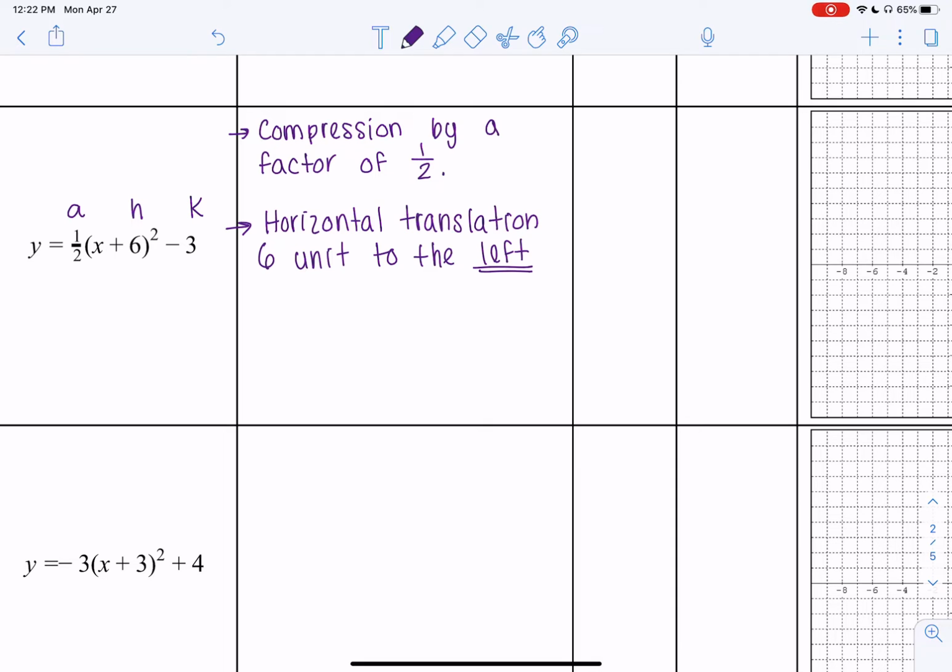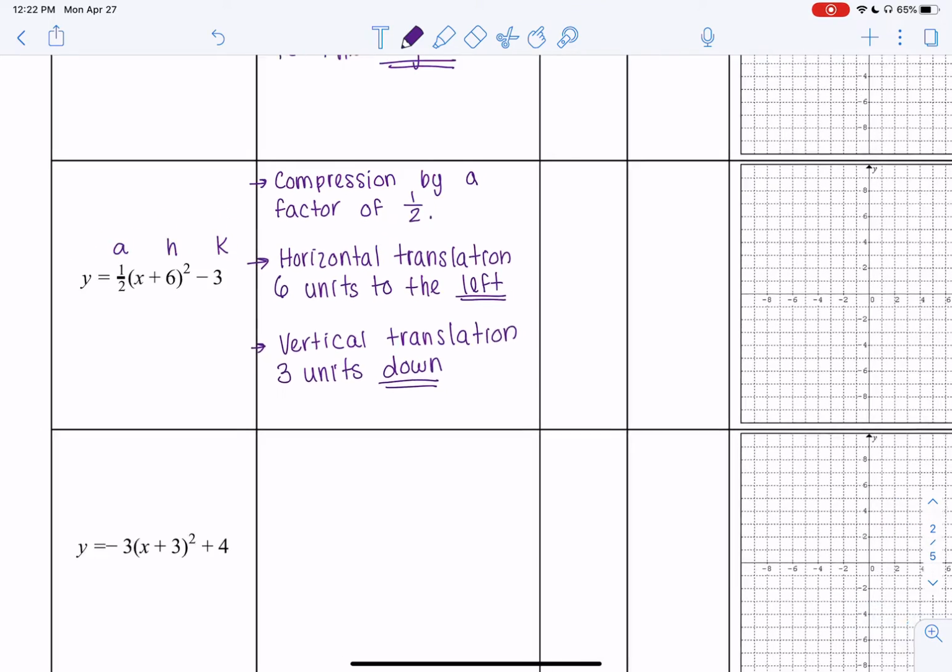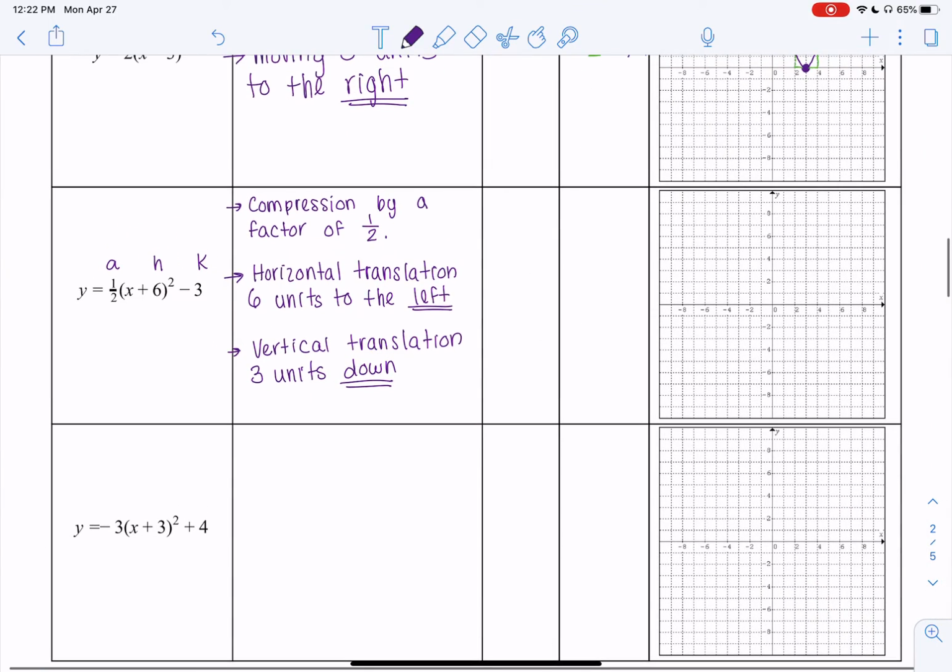Next, we'll look at our K, and we have a K value of -3. So remember, our K is for a vertical translation. And because K is negative, we have 3 units down.